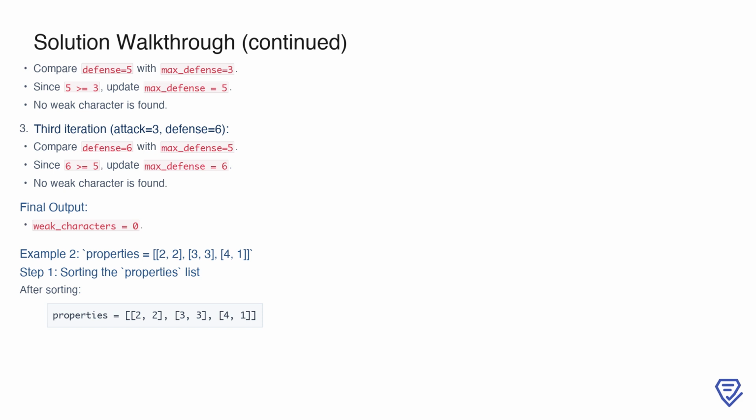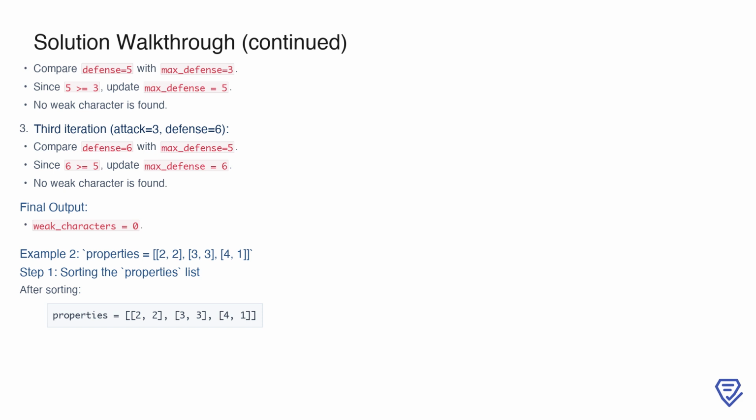Finally, in the third iteration, we examine the character with attack equals 3 and defense equals 6. Its defense is compared to max_defense equals 5, and since 6 is greater than or equal to 5, we update max_defense to 6. Once more, no weak character is found. At the end of this example, the total count of weak characters remains 0.